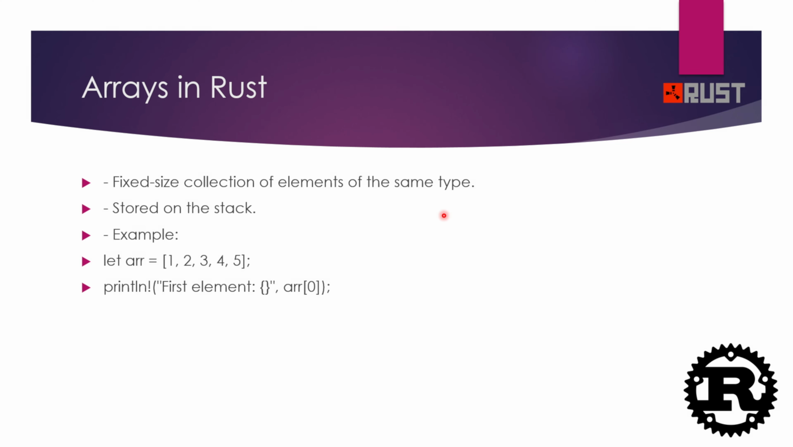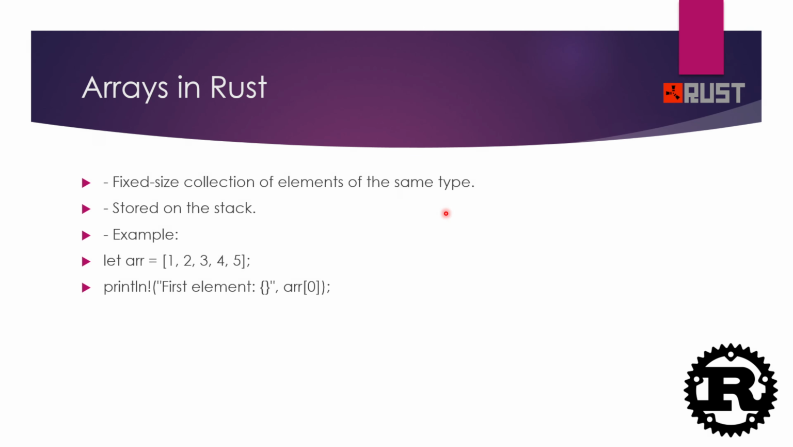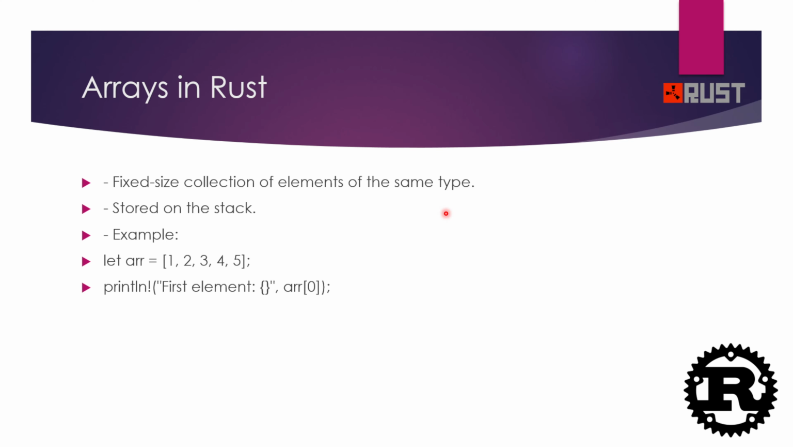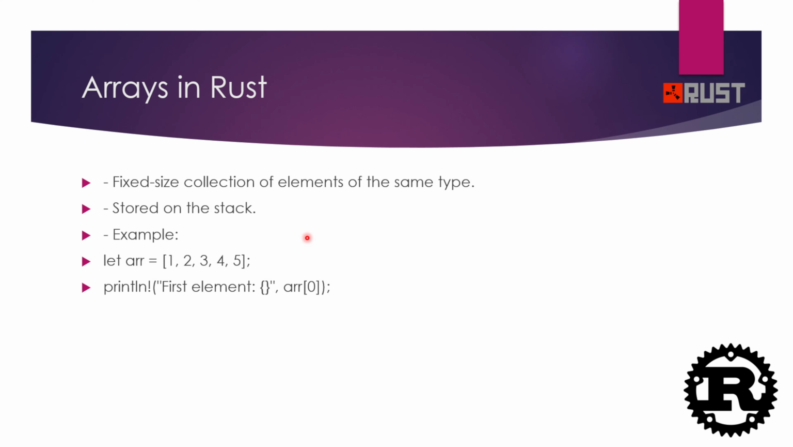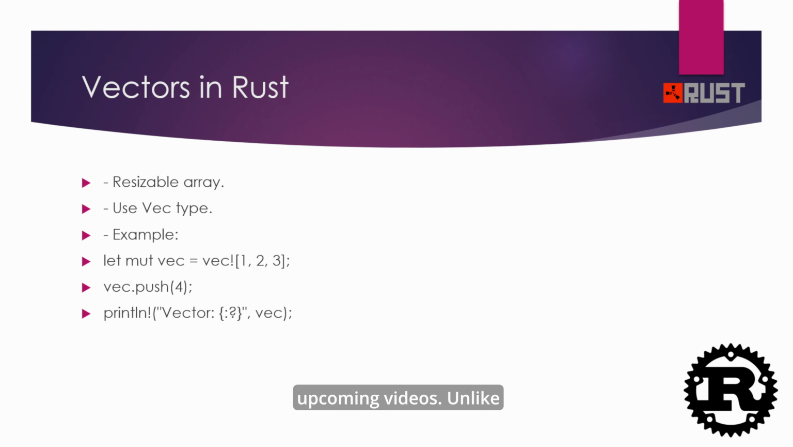Array. Now it's time for arrays. An array is a fixed size collection where all elements are of the same type. Arrays are stored on the stack, making them efficient for predictable datasets. Arrays are perfect when you know the size of your data in advance. We will practice working with arrays, including iteration and indexing, in upcoming videos.